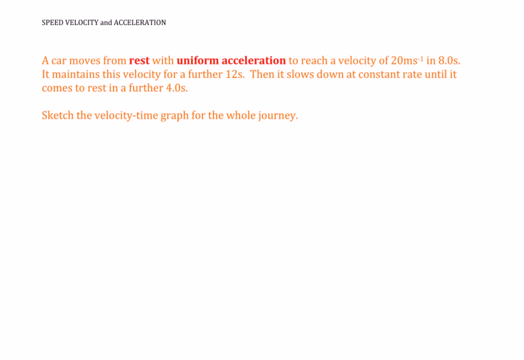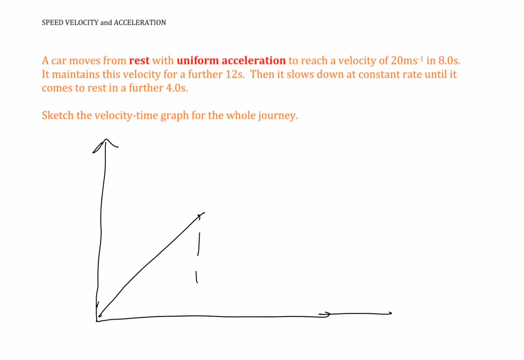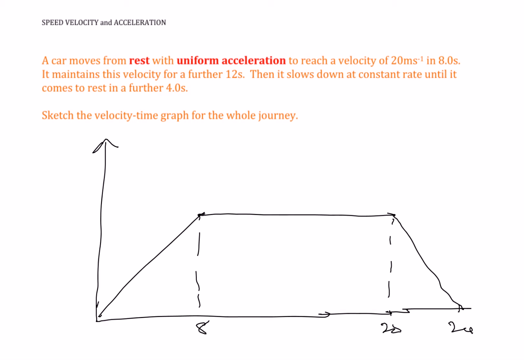Sketch the velocity time graph for the whole journey. Now we have all this information. So what we need to do is just a rough sketch of the journey would look like something like this. Further 12 means this is 20, and you have a graph that looks somewhat like this, the velocity time graph. Okay, this is just a brief idea.